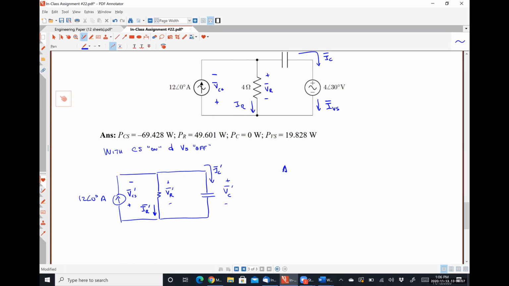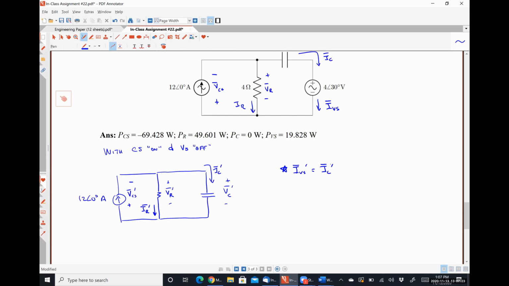And I'm just going to make a note over here that obviously IVS single prime, the current flowing through our voltage source, would be the same thing as IC single prime. So my voltage source is turned off, which means the voltage by definition is 0, but that doesn't tell us anything about the current. So I'm just keeping track of that.